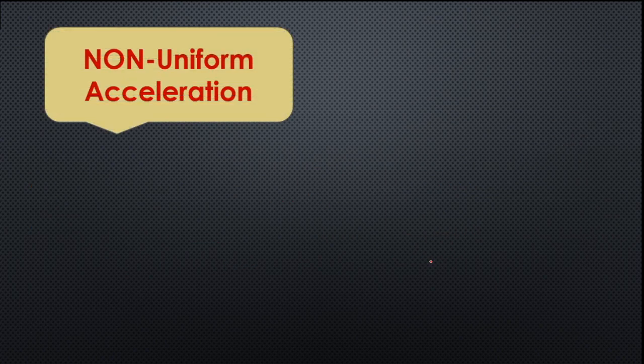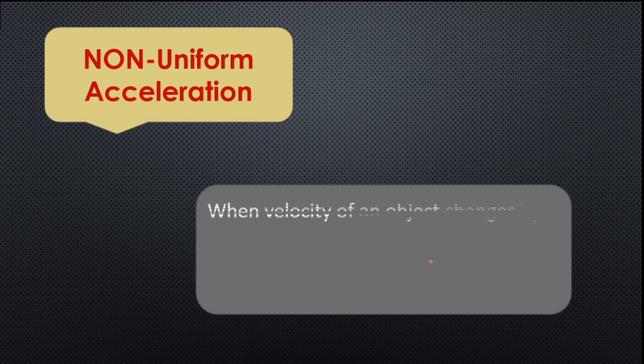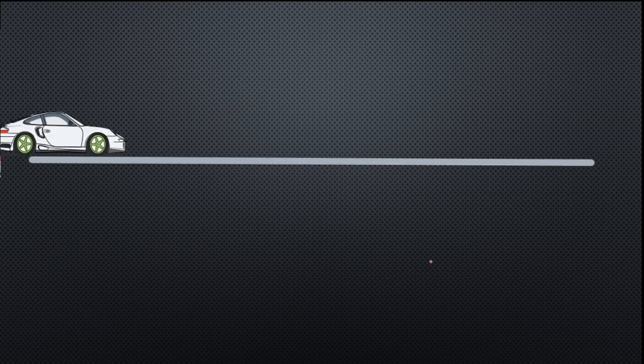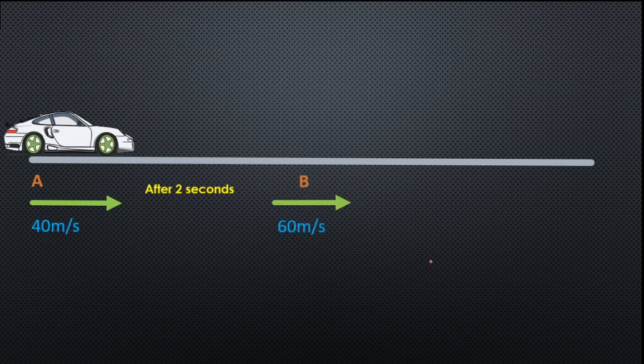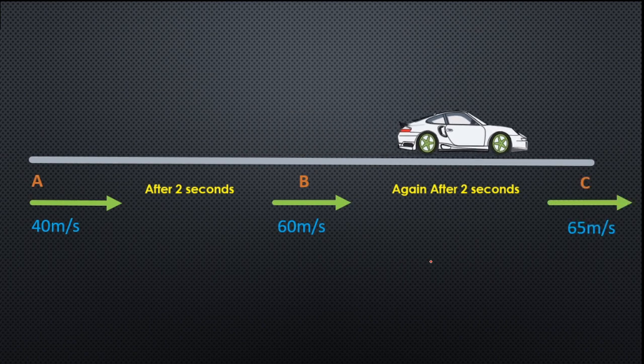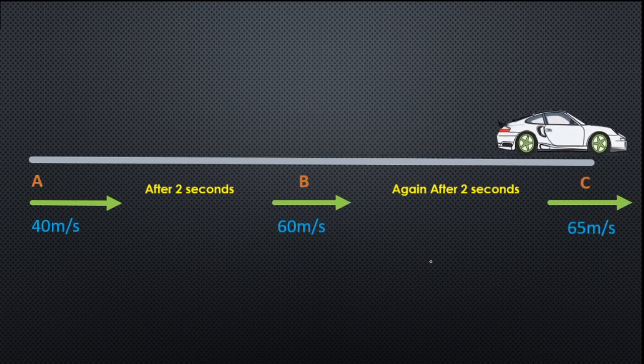Now, non-uniform acceleration. When velocity of an object changes by unequal amount in equal intervals of time, then it is said to be in non-uniform acceleration. Let's understand this with an example. Let us again consider a car moving on the road with a velocity of 40 meters per second. After 2 seconds, its velocity is found to be 60 meters per second. Again, after 2 seconds, its velocity is 65 meters per second.